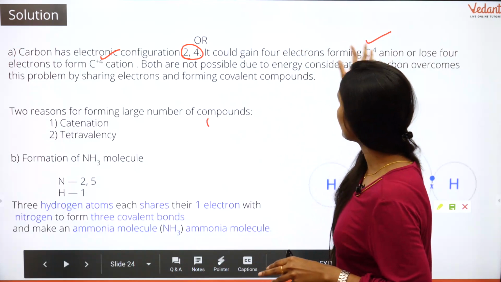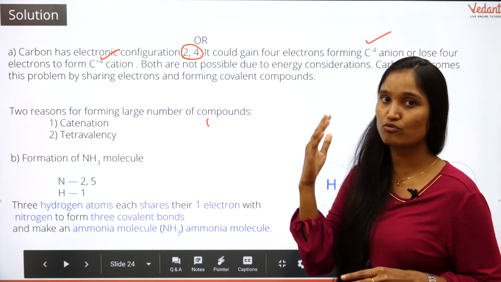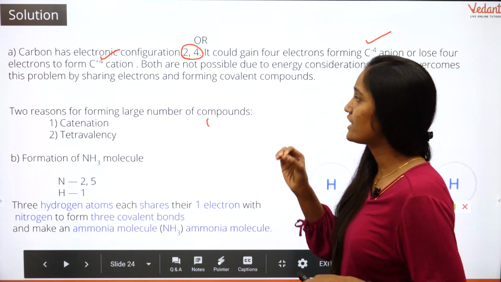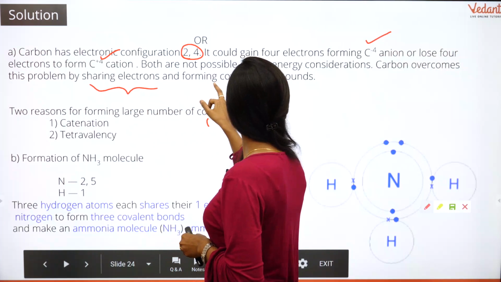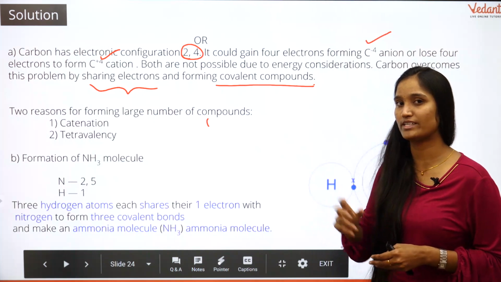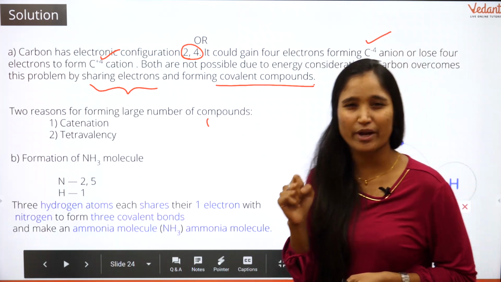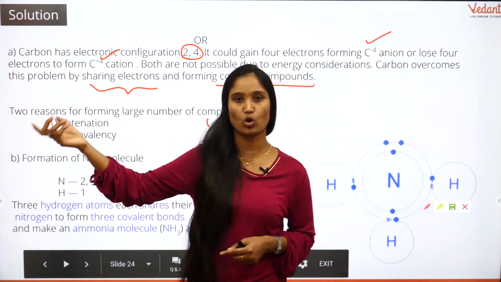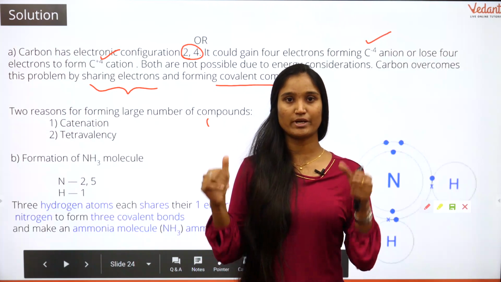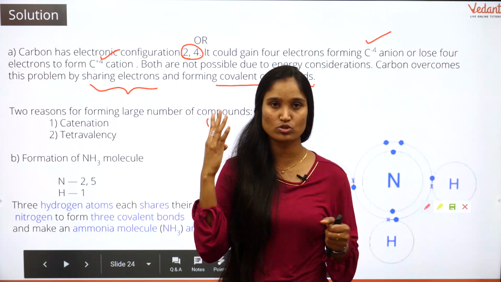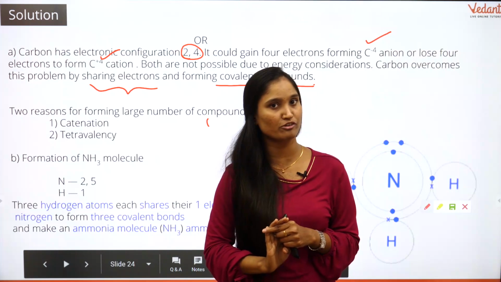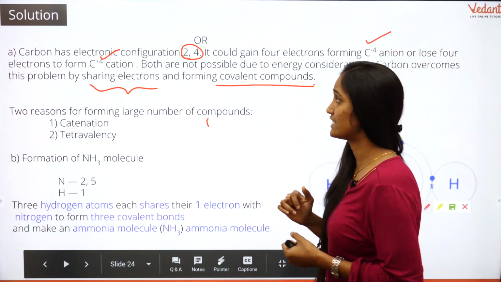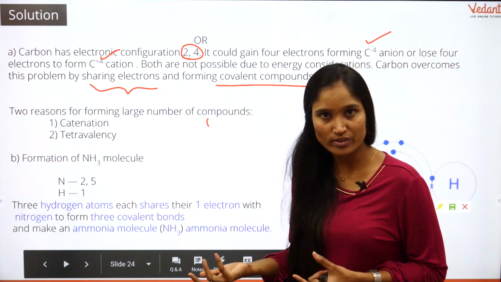So because of these two problems, that it is not able to form C+4 or C-4 easily, it tends to share electrons, as a result of which it leads to the formation of covalent bonds or covalent compounds. But we also have one or two such cases where carbon has formed C-4. You will learn about that in class 12, but this is the usual case. Because of tetravalency, carbon does not prefer to turn into C+4 or C-4, but it shares its electrons, correct? And sharing of electrons leads to a covalent bond only.